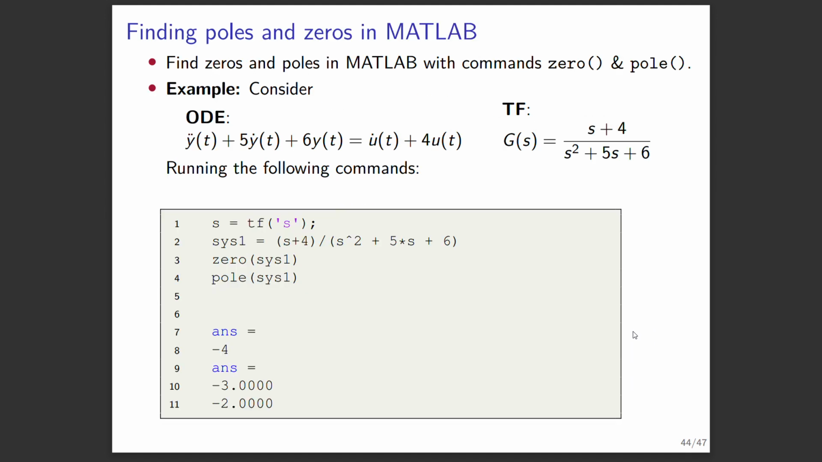Okay, let's see how we find poles and zeros of a system in MATLAB. Well, we can simply use the commands for it, pole and zero. See this example. I have this differential equation and the equivalent transfer function. I first define my transfer function and then I just call the commands zero and pole, and it's going to tell me that the zero is negative 4 and poles are negative 2 and negative 3.